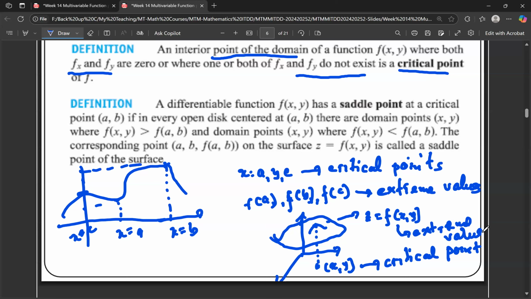Yeah, so we have two terms. One is critical points, and the other is extreme values. And in some cases we have a saddle point. A saddle point is where we have a critical point, but it is not actually an extreme value.